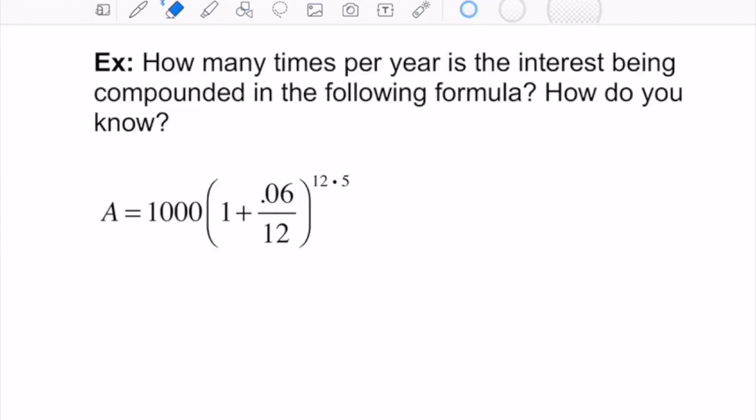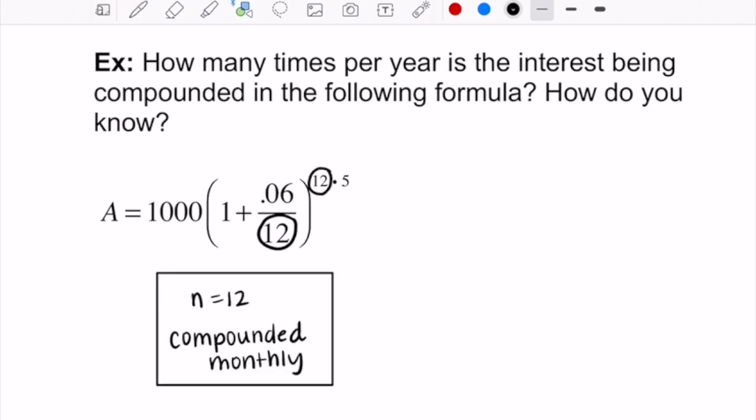The last example on this page gives us a formula where the numbers have already been filled in and asks us to figure out how many times per year is the interest being compounded and how do you know. So remember, n is the denominator underneath the rate. It's also the number that comes in front over here in the exponent. In this question, n equals 12, and that means that the interest is being compounded monthly.